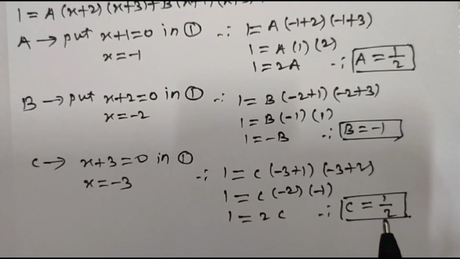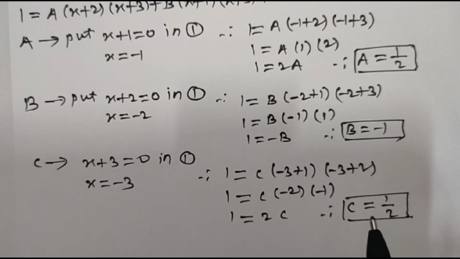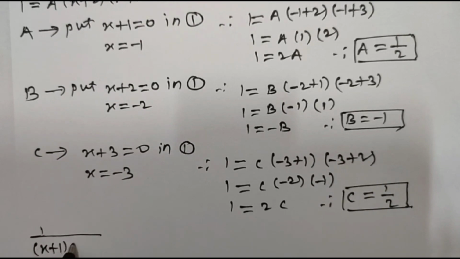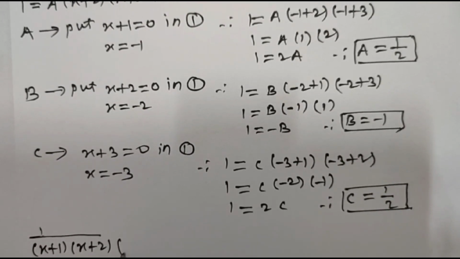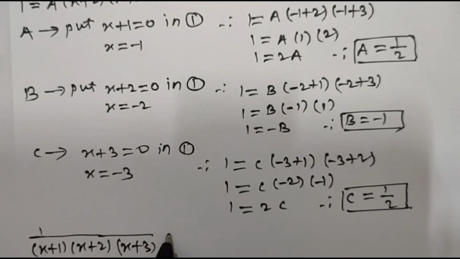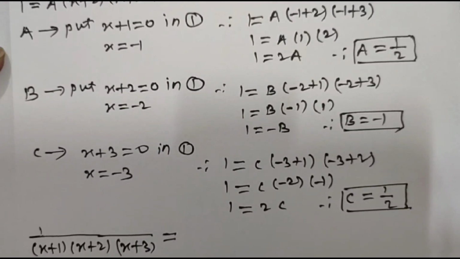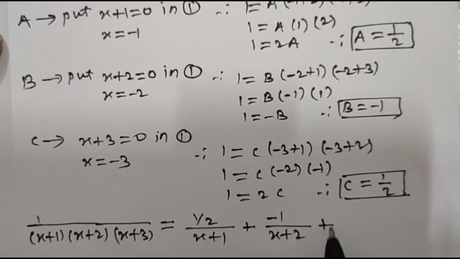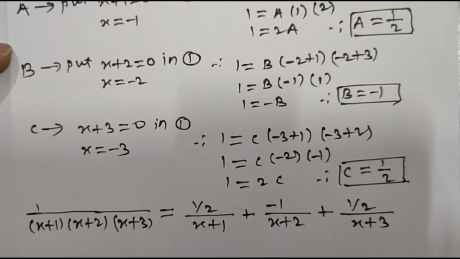Put these values of the arbitrary constants and get the partial fractions. Hence we can write 1/((x+1)(x+2)(x+3)) = A upon the first linear factor. A is 1/2 and the first linear factor is x+1, plus B upon the second linear factor. B is -1 and the second linear factor is x+2, plus C upon the third linear factor. C is 1/2 and the third linear factor is x+3. These are the partial fractions of the given fraction.